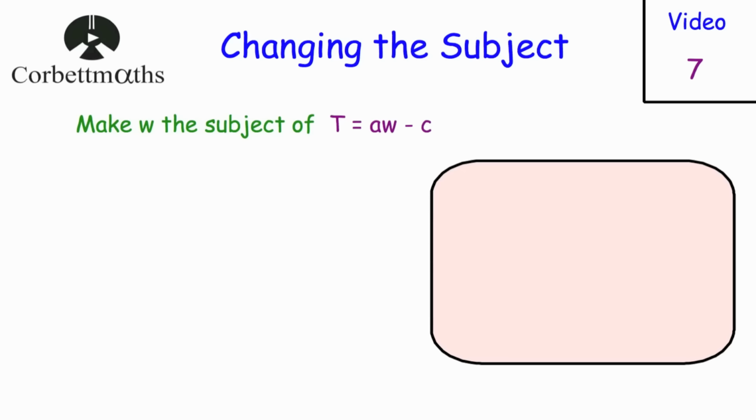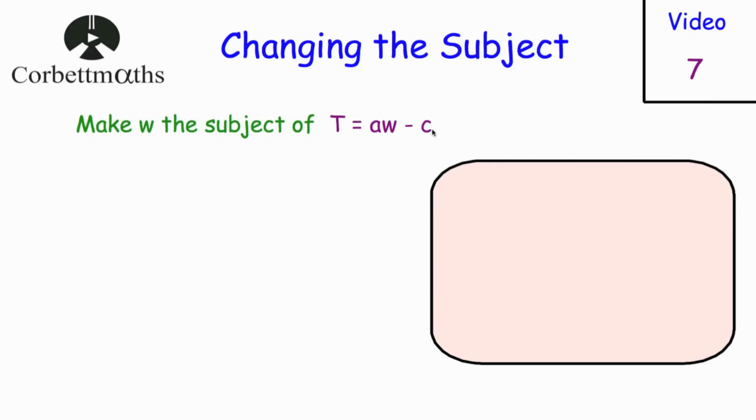Okay, our next topic is changing the subject. So here we've got a formula. We've got T is equal to AW take away C. And at the minute, the capital T is the subject because it's on its own. The T is on its own there, so T is the subject. But we want to make W the subject. So what that means is we want to get the W on its own.